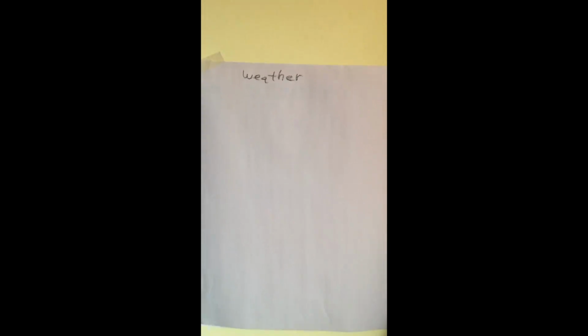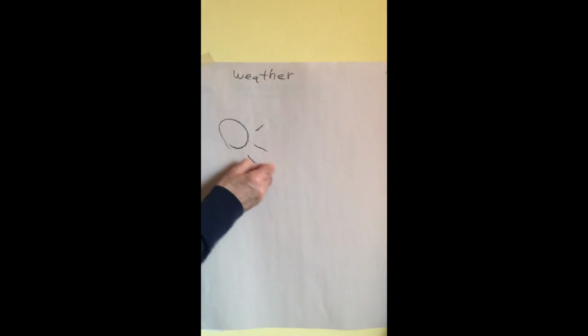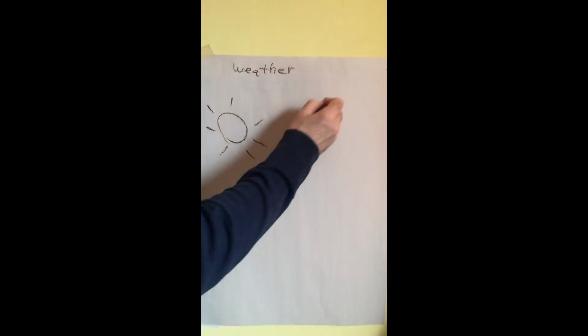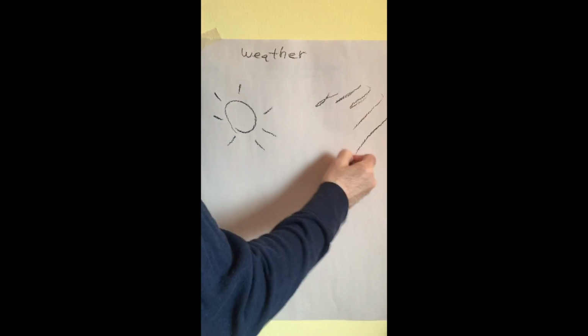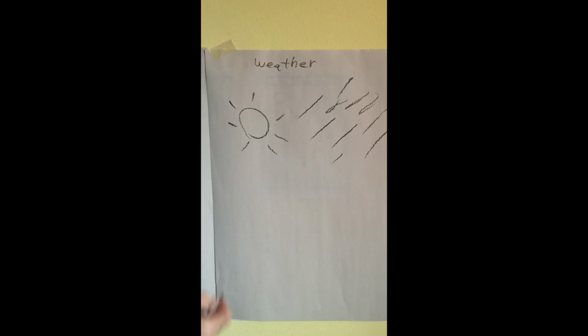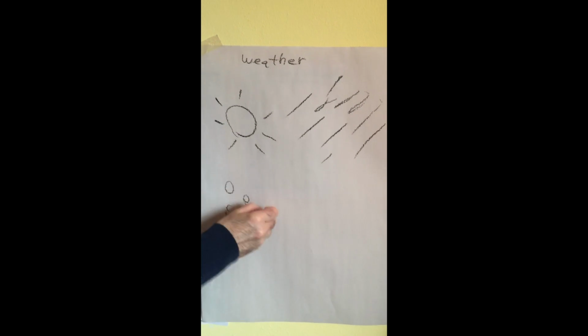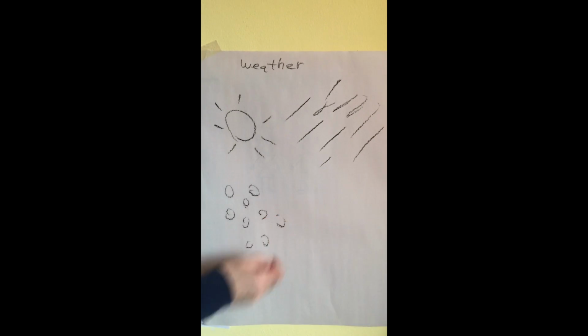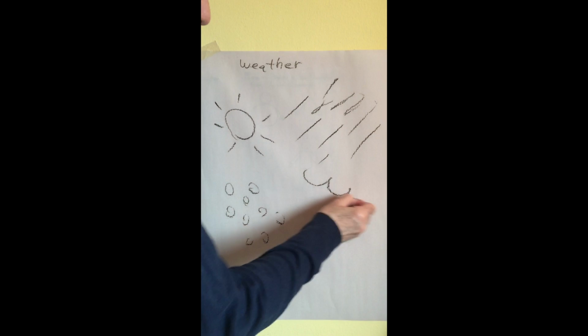You could say today it was sunny outside. People like to know the weather. Or today it was raining. You could just do this. That's rain. Or it was snowing. Okay. Or today there was lightning.